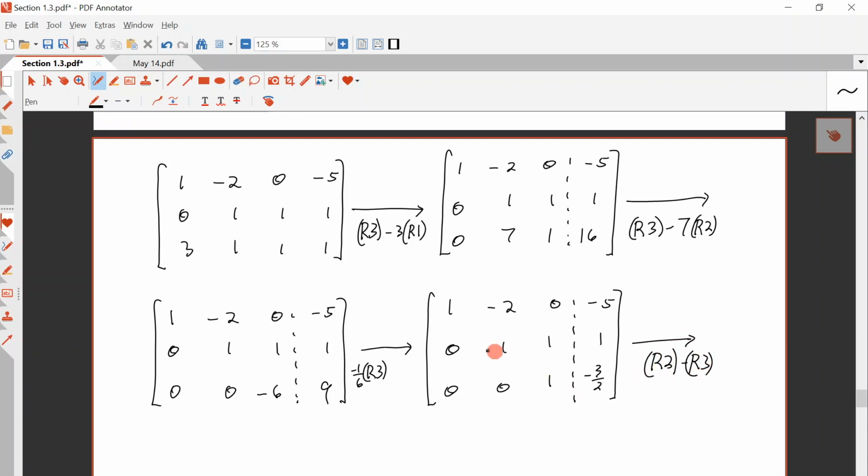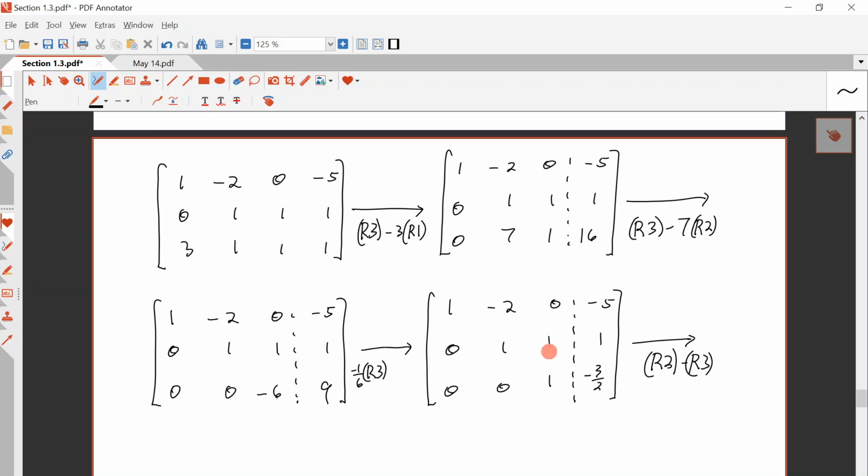So now we're in echelon form, right? That's the matrix in echelon form because the leading coefficients, the leading non-zero term in each row, go strictly down to the right. As you go down, they move strictly to the right.